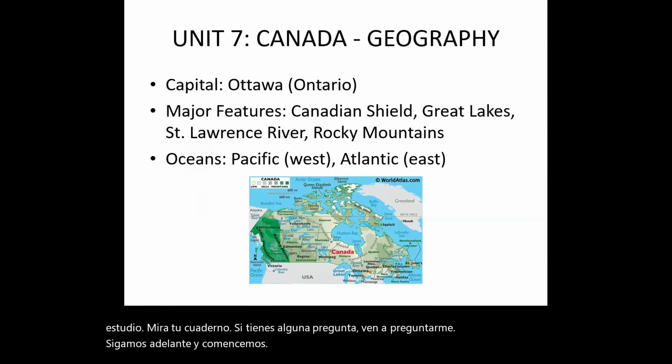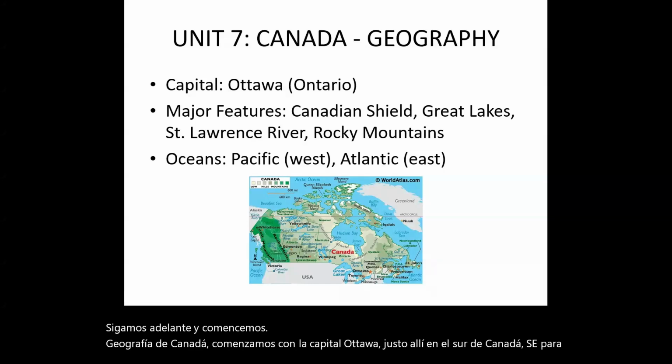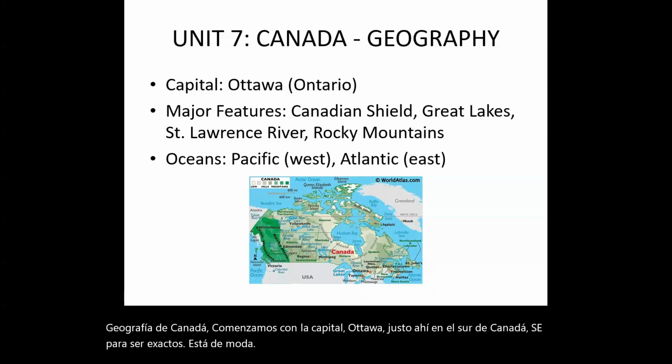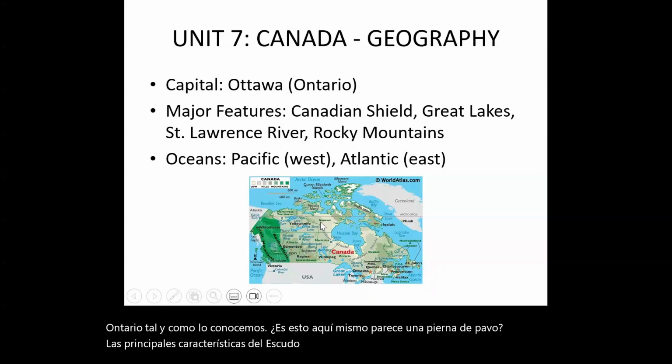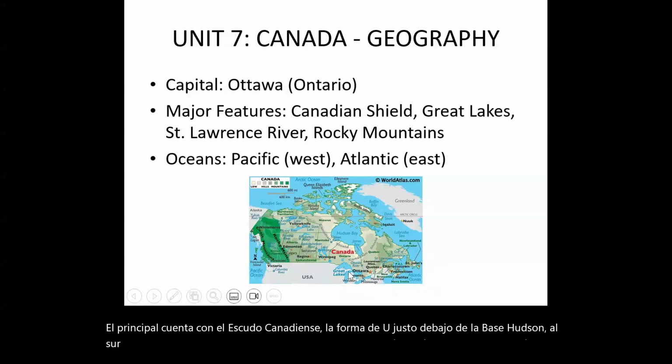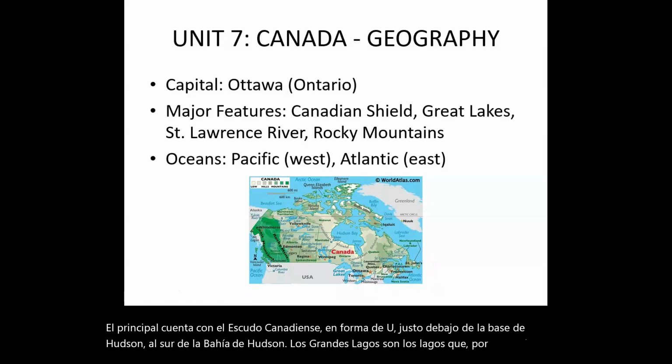Canada geography. We start with the capital, Ottawa, right there in the southern part of Canada, southeast to be exact. It is in Ontario, as we know. It is this right here. It looks like a turkey leg. The major feature is the Canadian Shield, the U shape right under Hudson Bay, south of Hudson Bay. The Great Lakes are the lakes that, of course, border the United States and Canada.